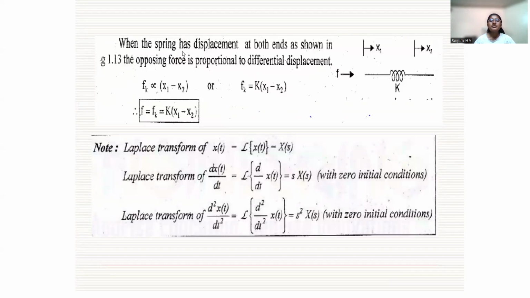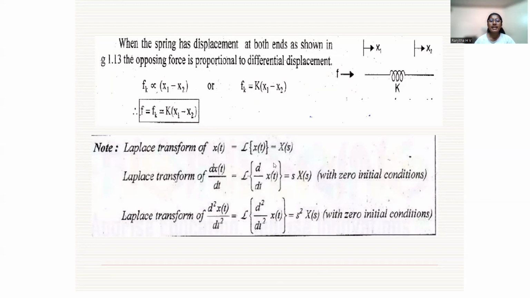When the spring has a displacement at both ends, as shown, the opposing force is proportional to the differential displacement, that is, Fk is directly proportional to x1 minus x2. Here Fk is equal to k into x1 minus x2.